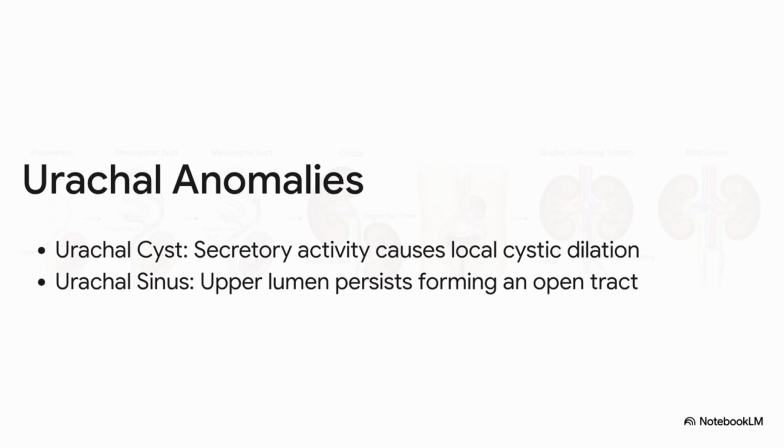If just a tiny, localized area of the allantois persists, the secretory lining inside will keep producing fluid. This creates a fluid-filled pocket called a urachal cyst. On the flip side, if the lumen in the upper part, right near the belly button, stays open to the outside world, it forms a draining sinus tract, a urachal sinus.